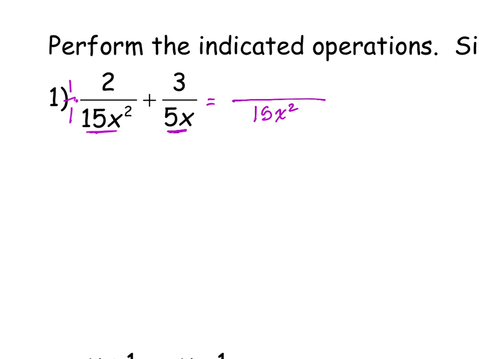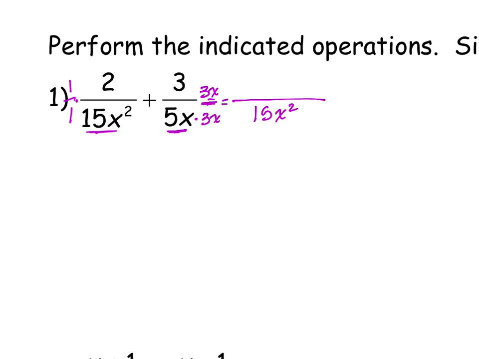So what do I multiply 5x by to get 15x squared? 3x. So I'm going to multiply this by 3x. And because I don't want to change the value, I'm going to multiply it by 1. So that's 3x over 3x, right? Is everyone okay with that concept?